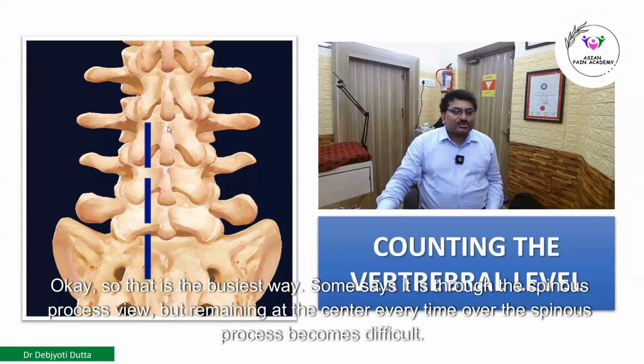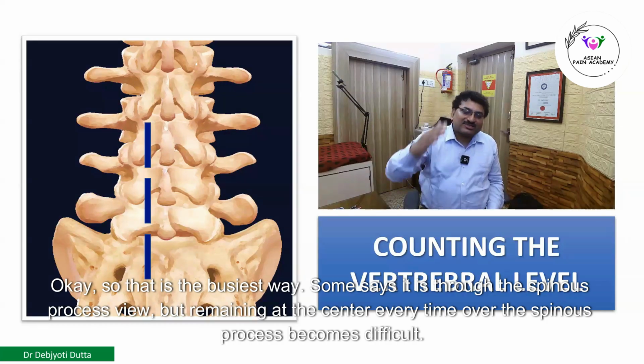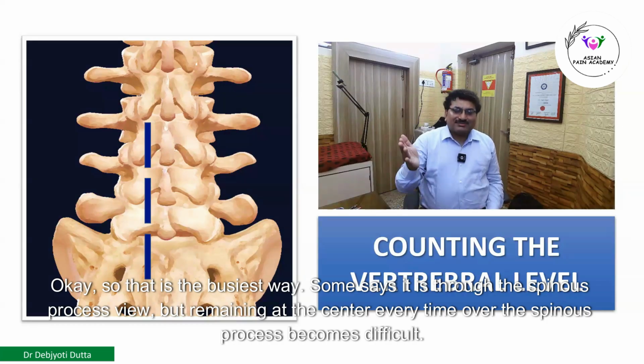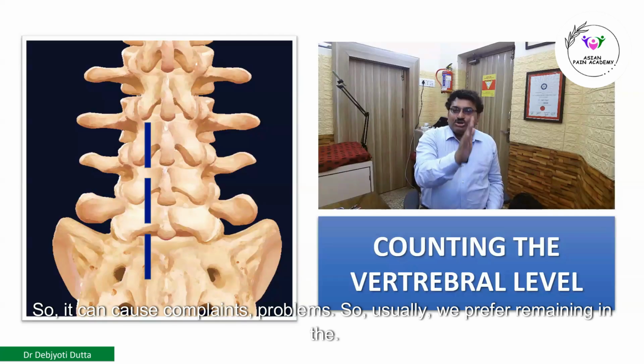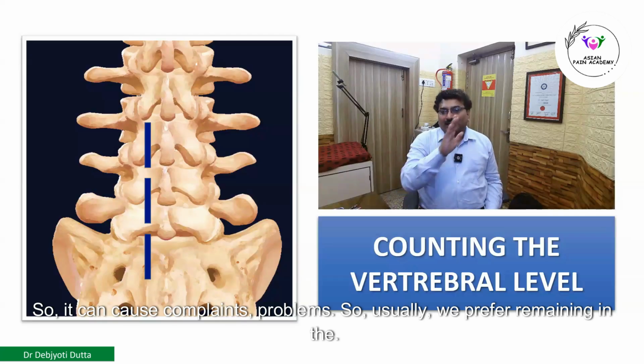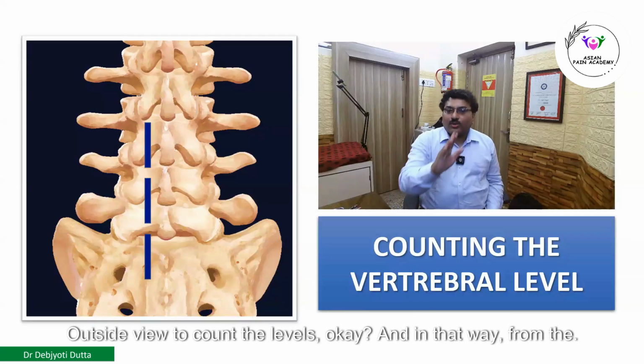Some say it is through the spinous process view, but remaining at the center every time over the spinous process becomes difficult. Sometimes you might go slightly left and the spinous process view is lost. So it can cause problems. So usually we prefer remaining in the paramedian view to count the levels. Okay, and in that way, from the S1 we can move up.